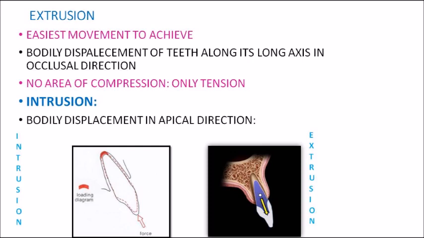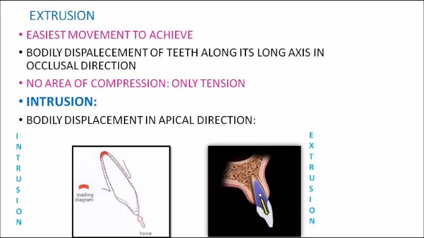Now after tipping, torquing and bodily movement, we will talk about two more tooth movements. One is extrusion and the other is intrusion. Extrusion is when the tooth is displaced along its long axis in the occlusal direction. Please look at the picture on the right side marked as extrusion. Note the yellow arrow, showing the tooth being displaced along its long axis in the occlusal direction.